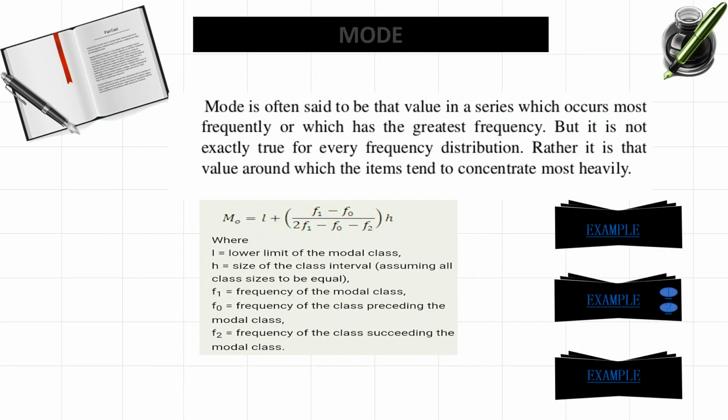Here I gave the formula in case of continuous series, which is L plus (F1 minus F0) by (2 F1 minus F0 minus F2) into H. Here, let me explain the terms. L is lower limit, H is class size. F1 is the frequency of the modal class. F0 is the frequency of the class preceding the modal class. And F2 is the frequency of the class succeeding the modal class.